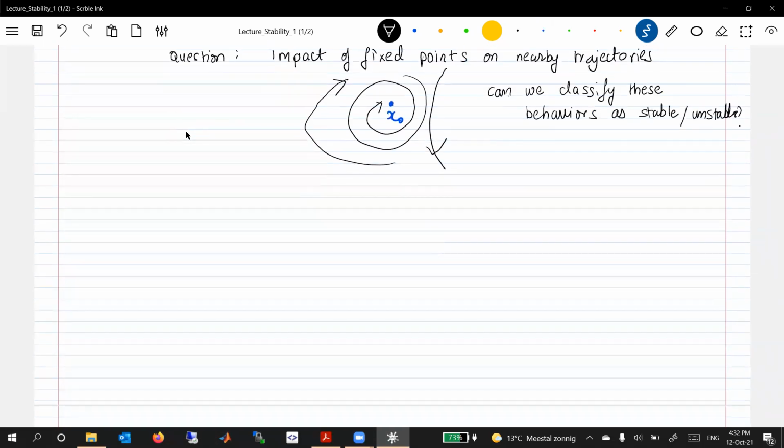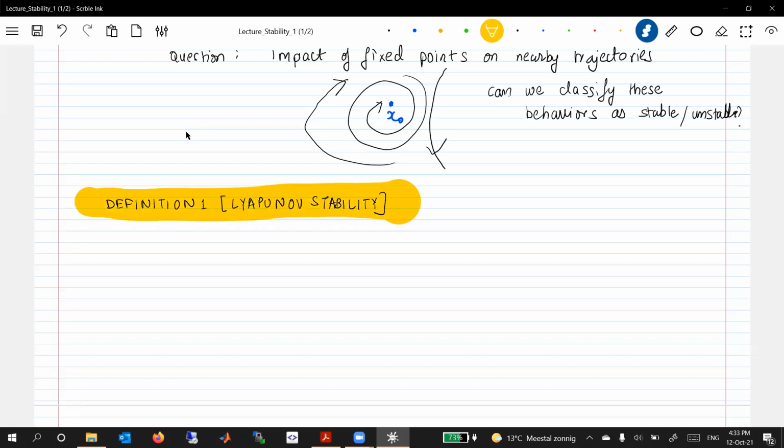And to that end, we would like to first understand what stability is, and that is the first definition that goes in this section. And it is due to Lyapunov. I can always keep waving my hand, but to really understand stability and to design systems based on our understanding, we actually need a mathematical notion of stability.